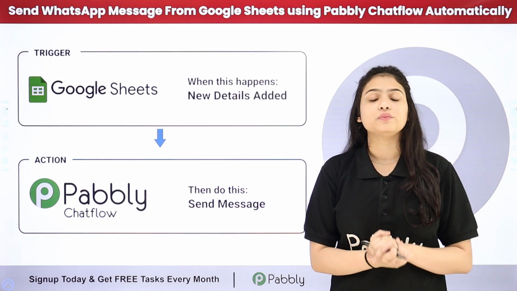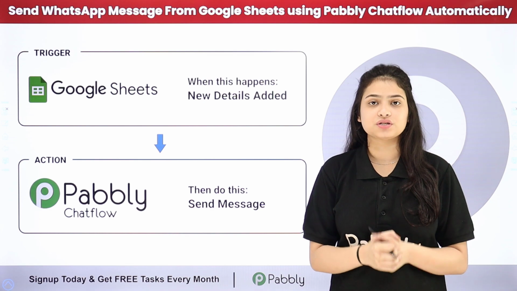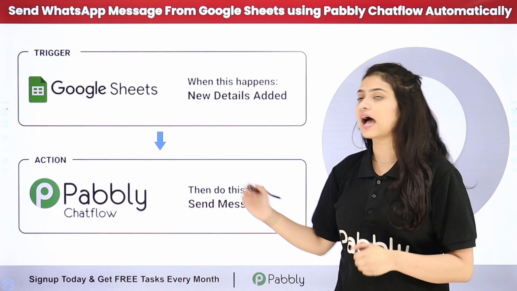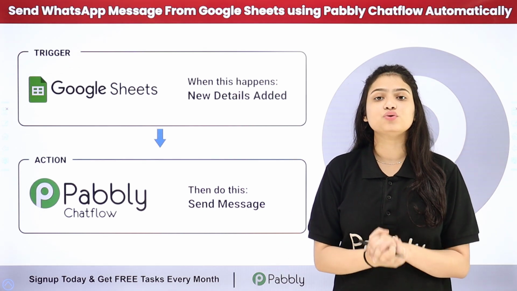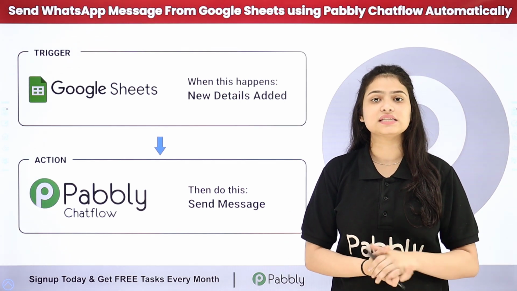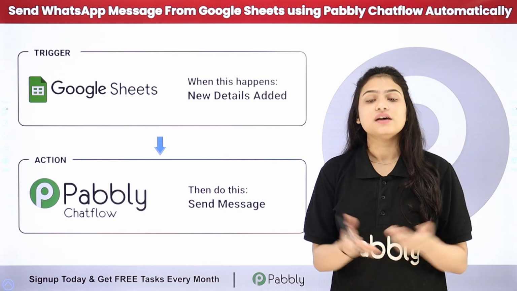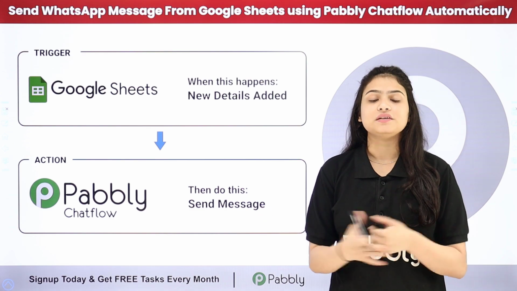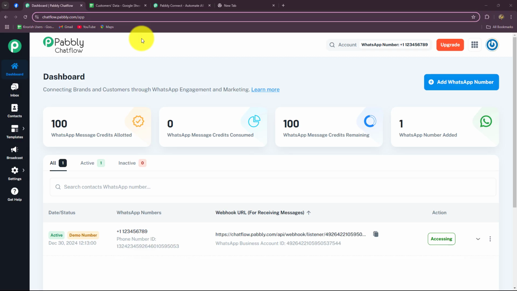And now to automate this entire process of sending WhatsApp messages to all my customers from Google Sheets, I will have to build a connection between Google Sheets and Pabbly Chatflow. And that I'm going to do without any coding and any programming skills, simply with the help of Pabbly Connect. So if you also want to learn this amazing automation step by step for your business, for that let me take you all towards my screen. Welcome to my screen everyone.